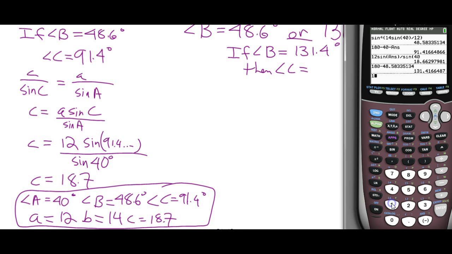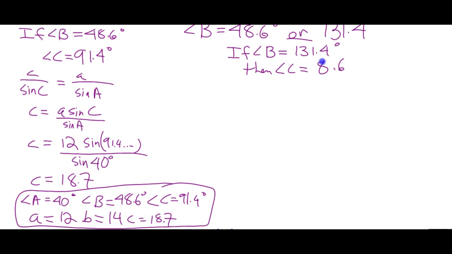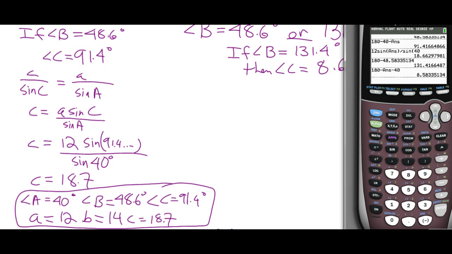Now we have to work out angle C. It's going to be 180 minus this, minus the 40 degrees that's already in there. So 8.6 degrees. Angle C is equal to 8.6 degrees. It's not really 8.6, it's 8.58 and so on. So we're going to work out little c both ways. We'll use this number, then we'll use 8.6, and see if it differs.